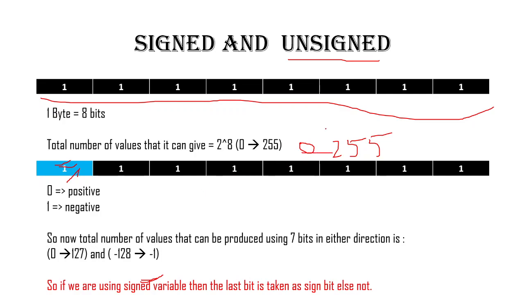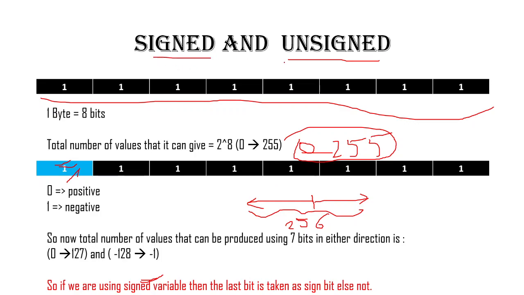In case of signed, just remember that this will get divided into two equal parts, one from 0 to 127, and the other from -1 to -128. So this total will again be 256. Okay, so this is what the value of signed and unsigned is. It just says whether to take this last bit as an indication for positive and negative, or to use it in storing the values. So this is the main purpose of signed or unsigned.